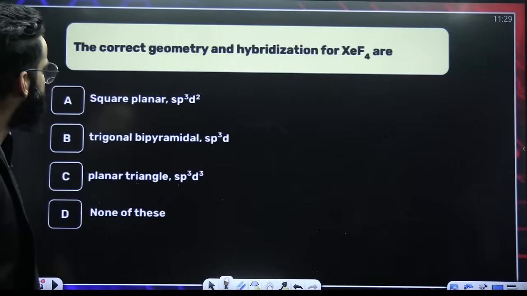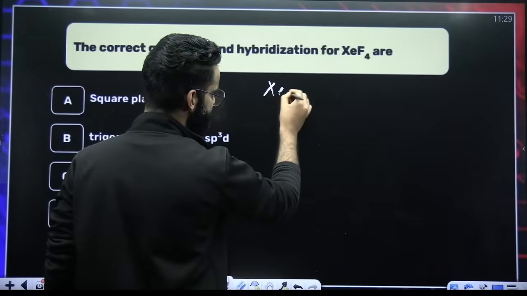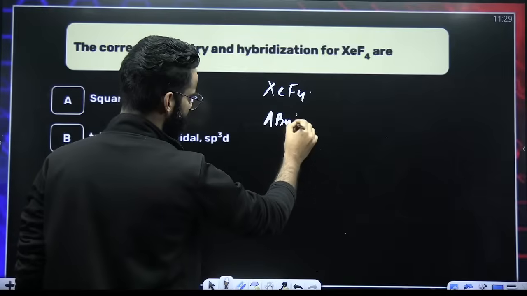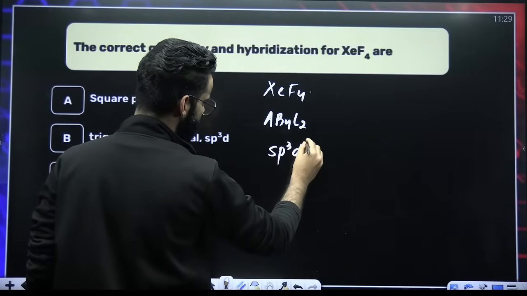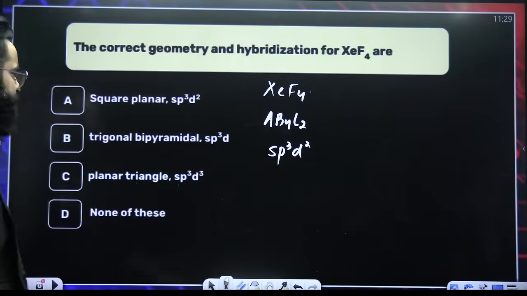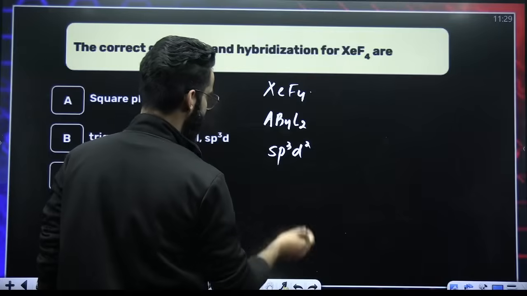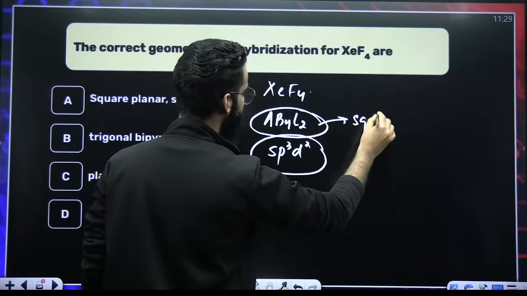Quickly. The correct geometry and hybridization involved in XeF4. How do you do that? The type of the molecule is AB4L2. Hybridization involved is sp3d2. Perfect. The geometry, if you talk about sp3d2, AB4L2, the shape of the molecule is square planar.